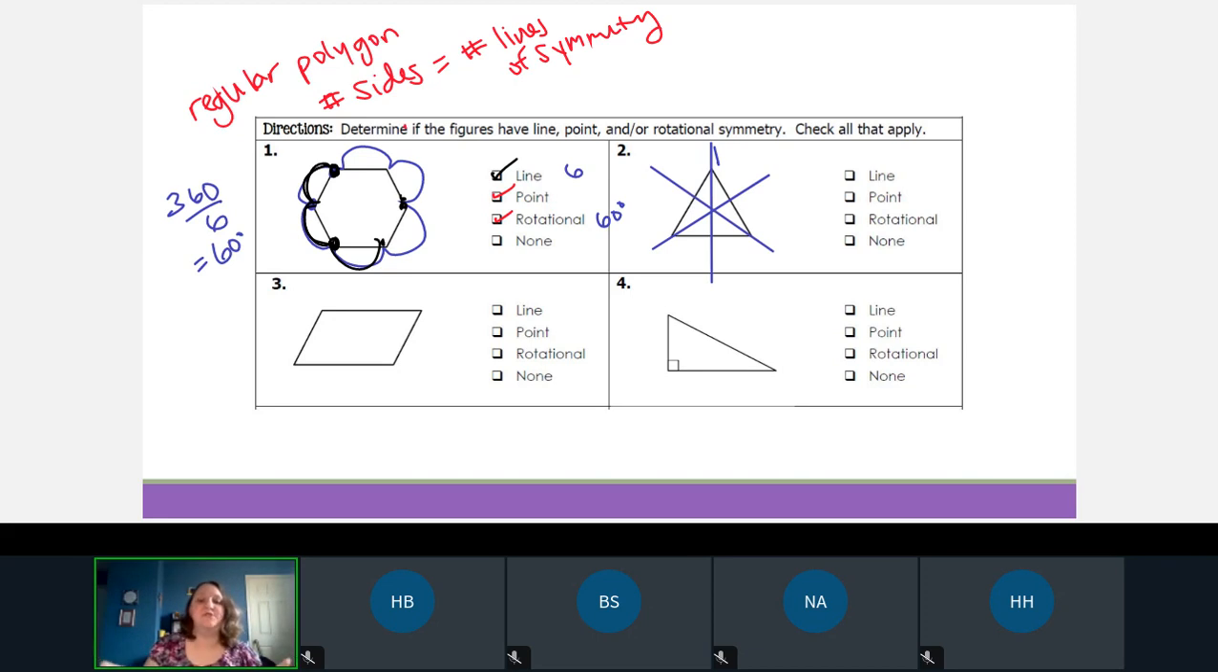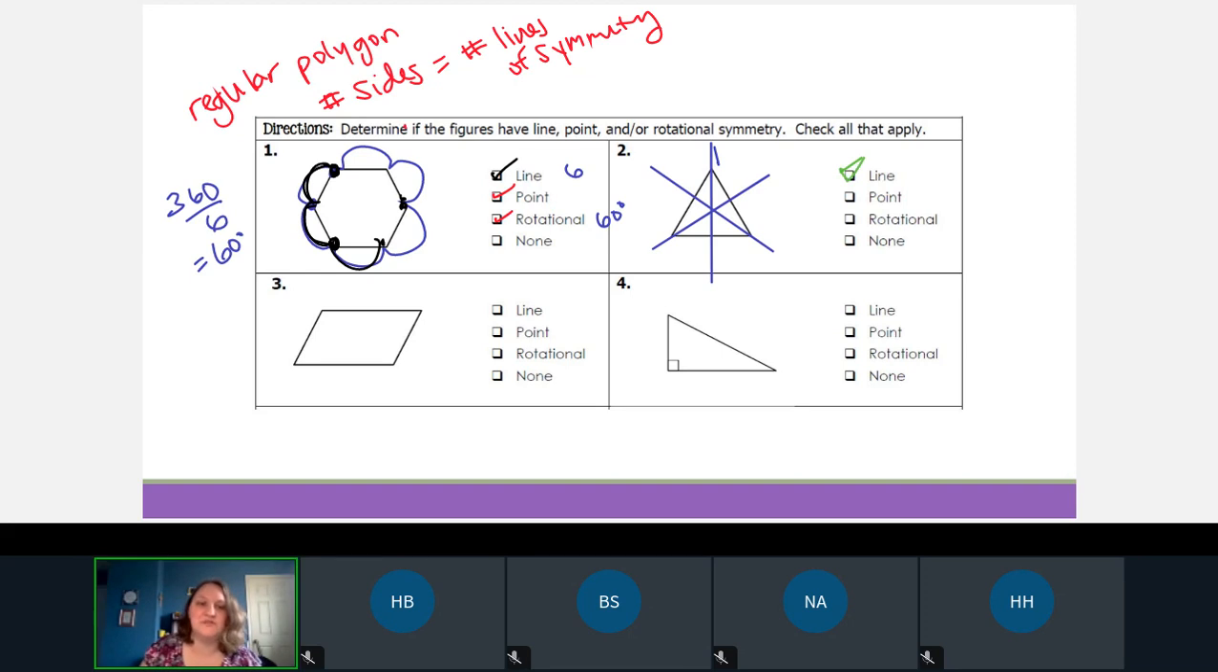I could fold this triangle on any of those lines and it would land exactly on top of itself. So it has line symmetry, yay. And someone in the chat, I think, even said it has 3 lines of symmetry, and you're right, it does.